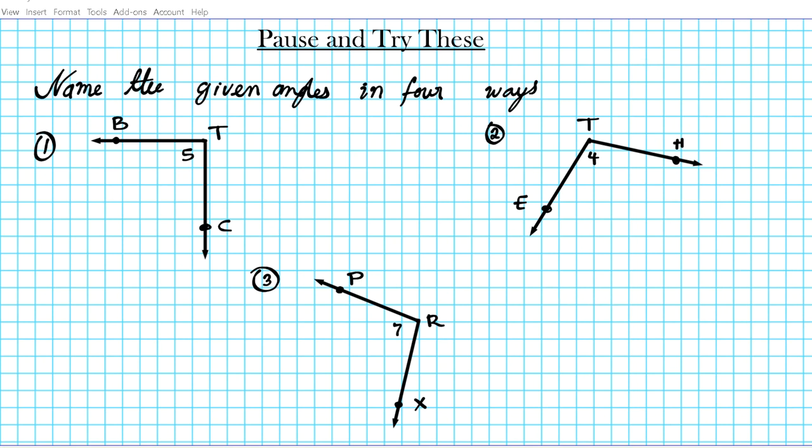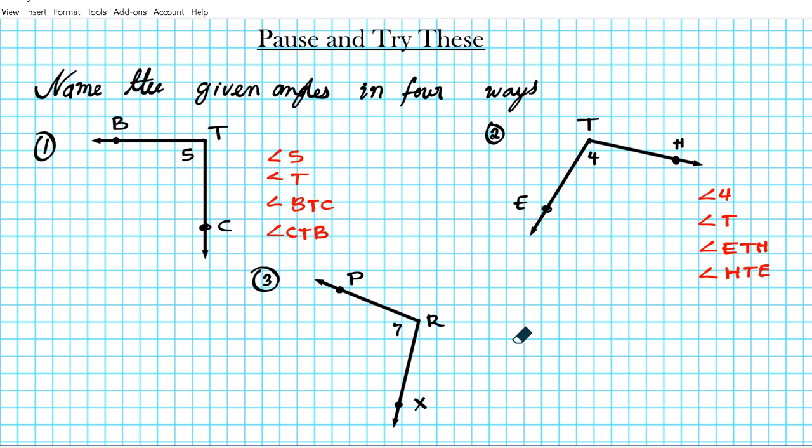So hopefully you had a chance to try out the problems. Let's take a look at what the answers are. For question number 1, you can name it as angle 5. You can name it as angle T. You can name it as angle BTC. Or you can name it as angle CTB. For number 2, you can name it as angle 4. You can name it as angle T using the vertex. You can name it as angle ETH. Or you can name it as angle HTE.